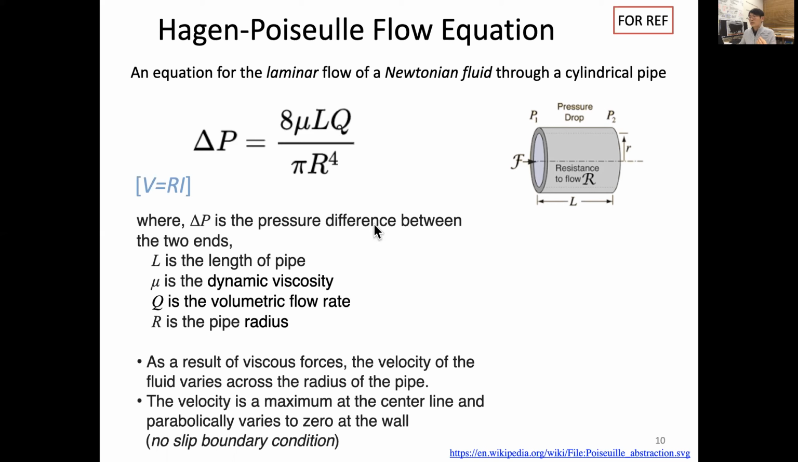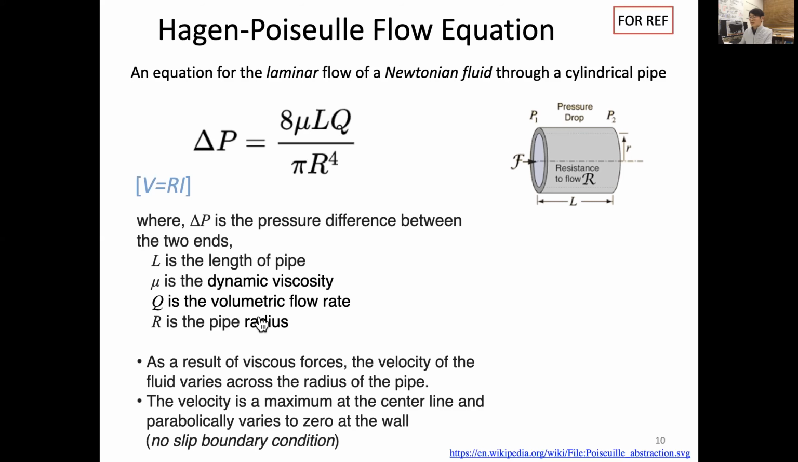So the pressure difference between the two ends is delta P, and this pressure drop will be proportional to the length of the pipe, so it makes sense. And also think about the viscosity, which is the intrinsic property of dragging resistance to flow. Of course, the higher the viscosity is, the higher the pressure drop you will need. While for the radius, the smaller the radius, the higher the pressure drop.